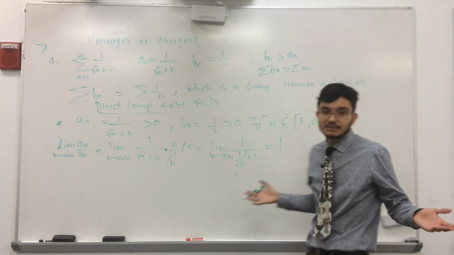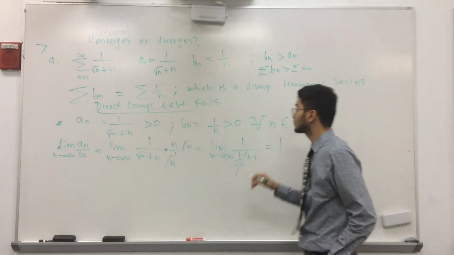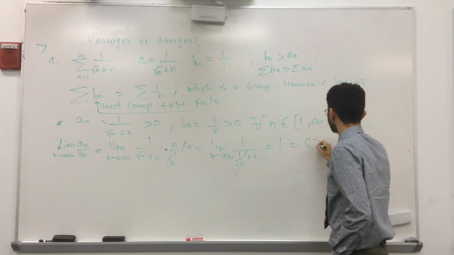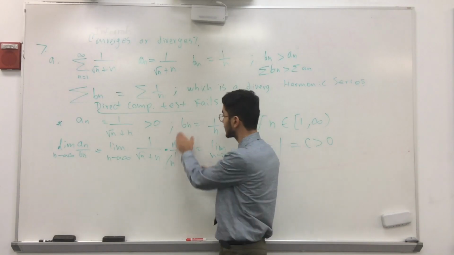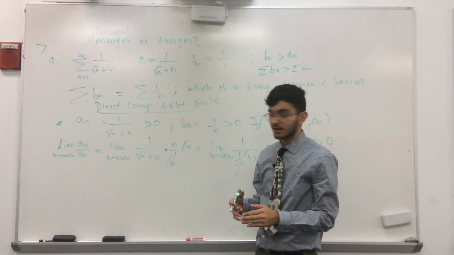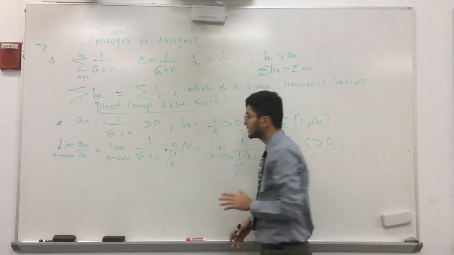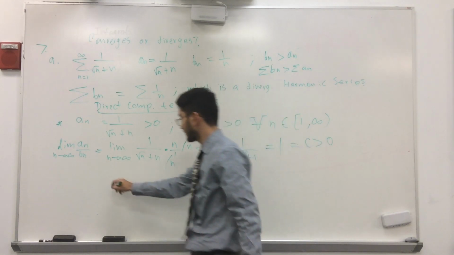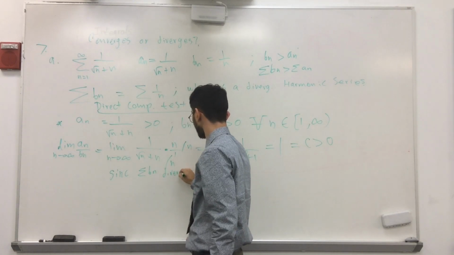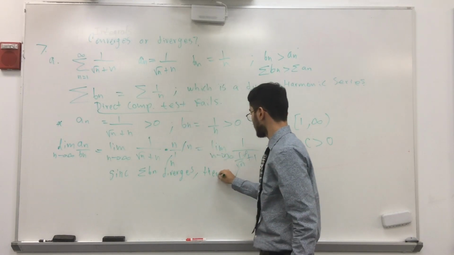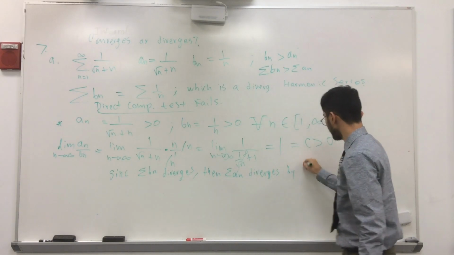And remember that the limit comparison test states that if the limit of an over bn equals some value c, which is greater than 0, then either both series, the sum of bn and the sum of an, converge or diverge. In this case, we know that bn diverges, so since the sum of bn diverges, the sum of an diverges as well. It diverges by the limit comparison test.